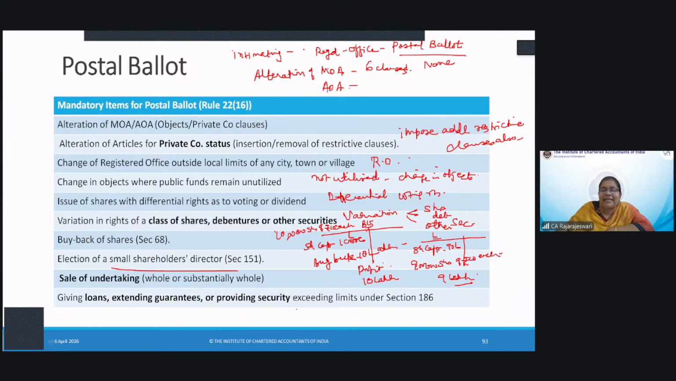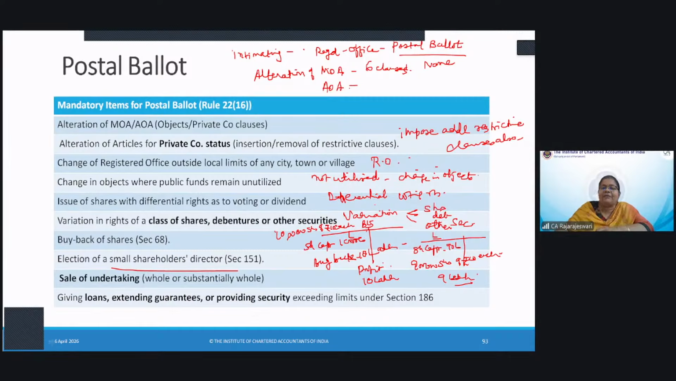Suppose the company has fixed assets on the asset side of the balance sheet. Now I want to dispose of either the whole of the undertaking or part of the undertaking. Majority of the undertaking I want to sell, or a portion of the undertaking. So the wording is sale of whole or substantially the whole of the undertaking.